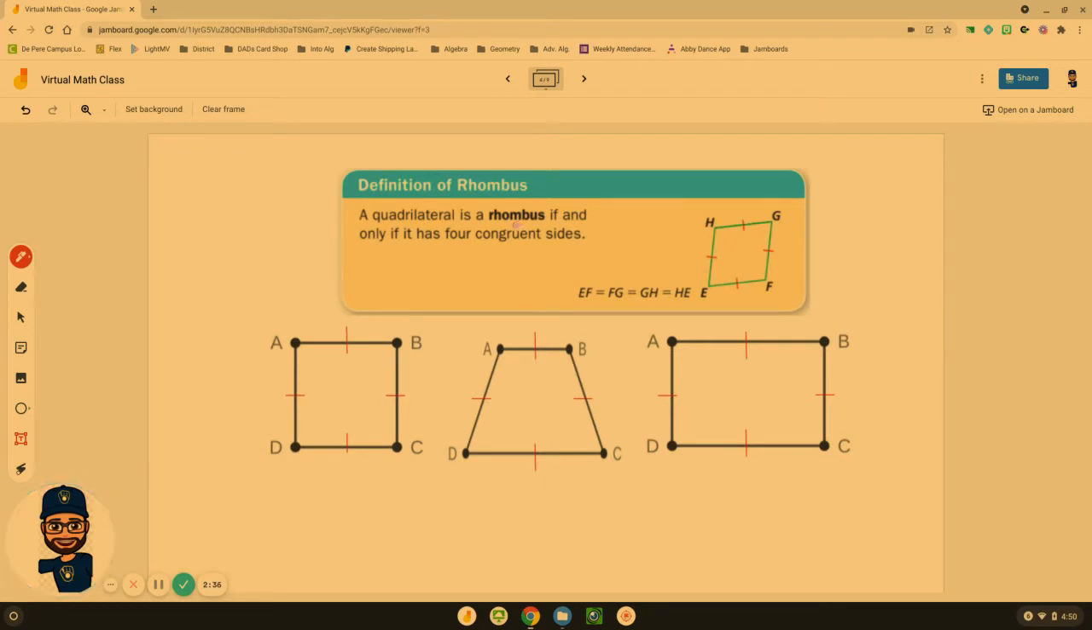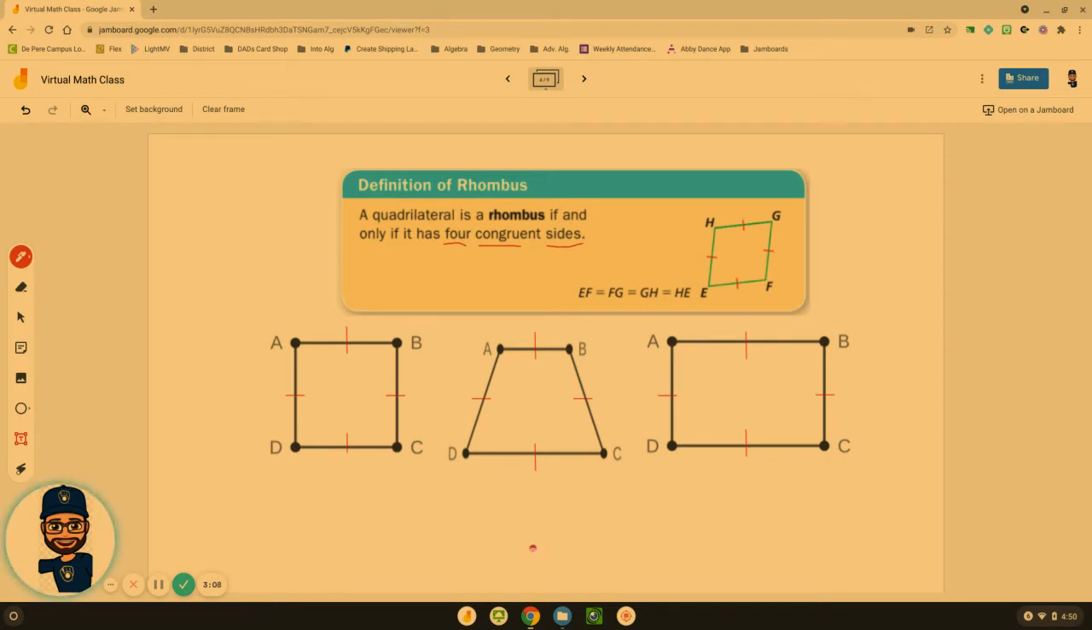Next, we have what's called a rhombus. A rhombus. This is a quadrilateral if and only if it has four congruent sides. Four congruent sides. So this is that congruency mark, that little tick mark, if you will. In this diagram, right, it shows that EF is congruent to HG, which is also congruent to GF, which is also congruent to EF. All four of those are the same size. Therefore, all four sides are congruent. We call it a rhombus.